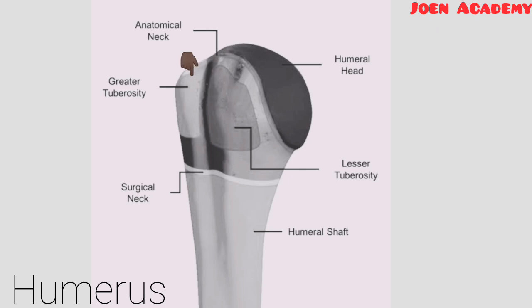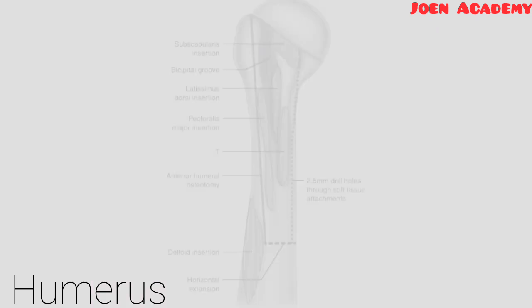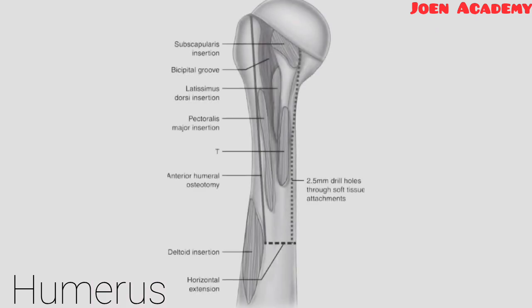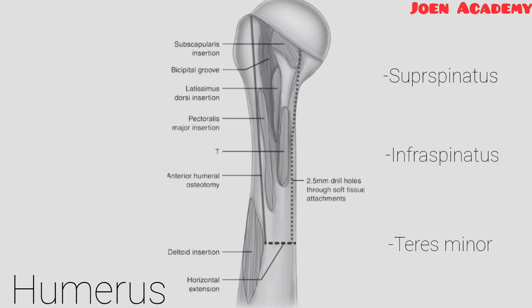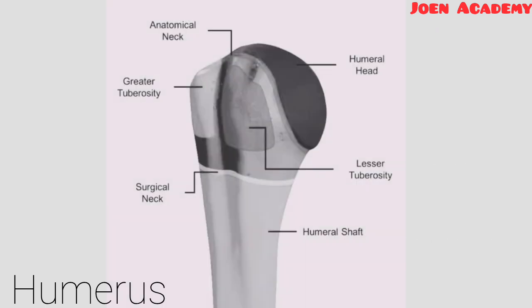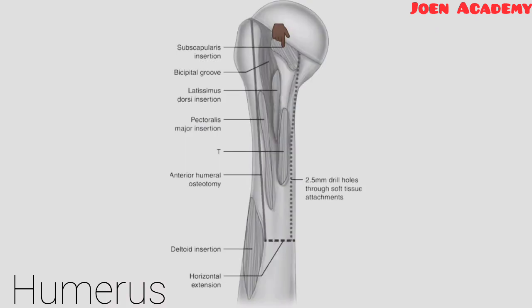The greater tuberosity is located laterally on the humerus and has anterior and posterior surfaces. It serves as an attachment site for three of the rotator cuff muscles, which are supraspinatus, infraspinatus, and teres minor. These muscles attach to superior, middle, and inferior facets, respectively, on the greater tuberosity. The lesser tuberosity is much smaller and more medially located on the bone. It only has an anterior surface. It provides attachment for the last rotator cuff muscle, which is the subscapularis muscle.